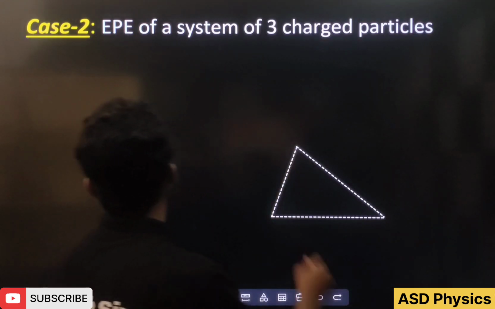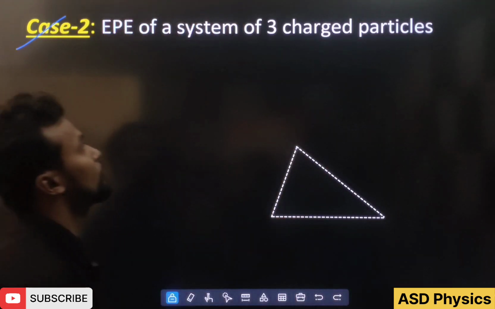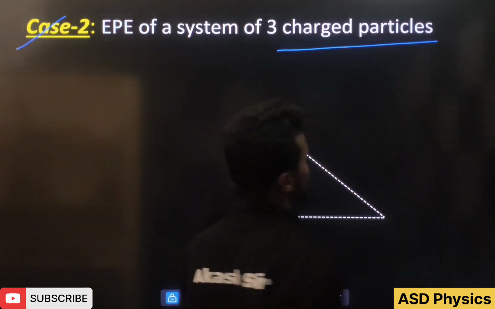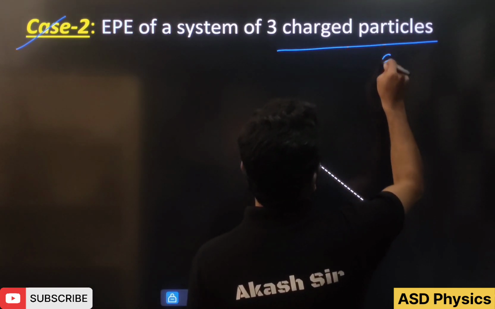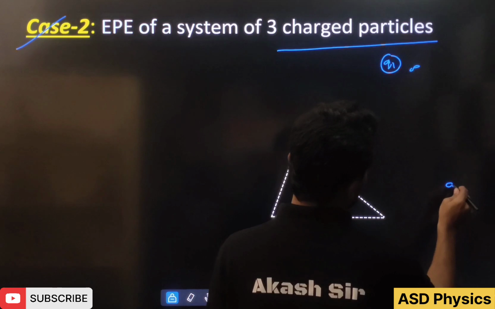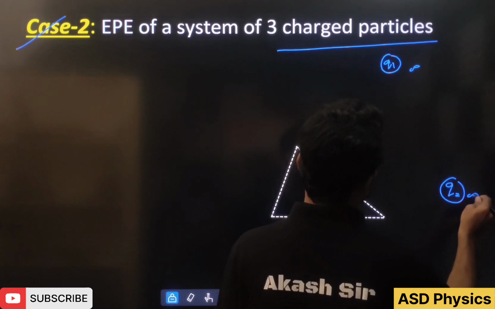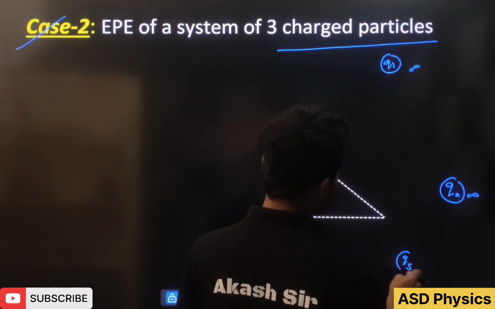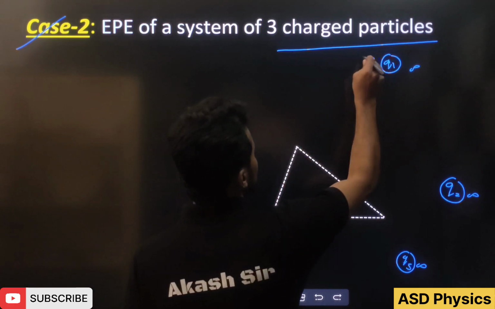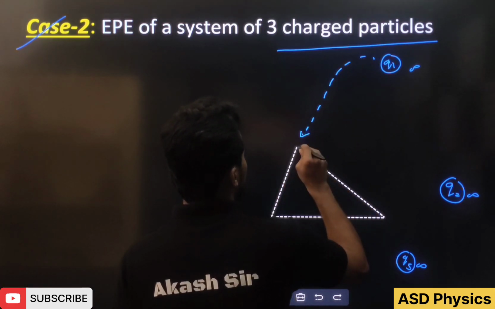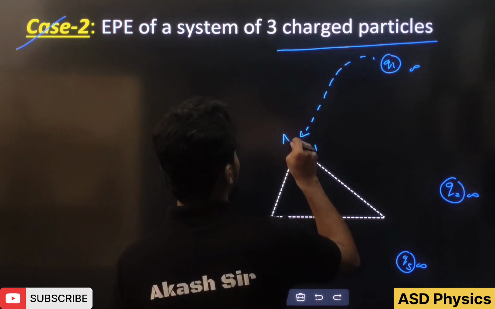Now students, next, in the same way, for a system of 3 charged particles. What I am going to do here: let's take Q1 at infinity somewhere, Q2 at infinity somewhere, and Q3 also at infinity. First I am going to take this Q1 here. Now Q1 has come here to point A.